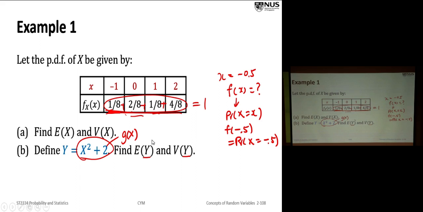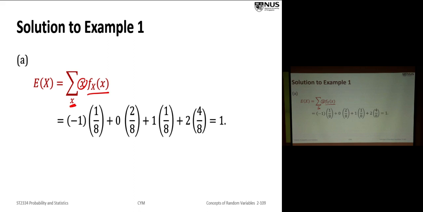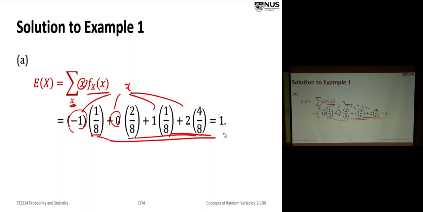Applying the formula, the expectation of x is x times the corresponding probability function, summed over all x. So it's equal to -1 times 1x, plus 0 times 2x, plus 1 times 1x, plus 2 times 4x. So these are the x values, while all these are the corresponding probability function values. It turned out to be 1.